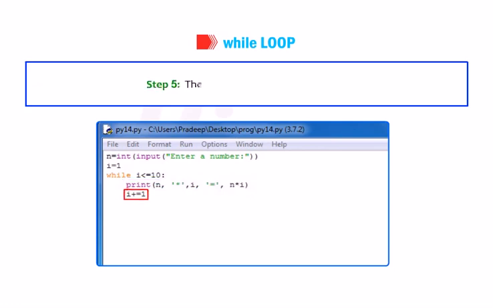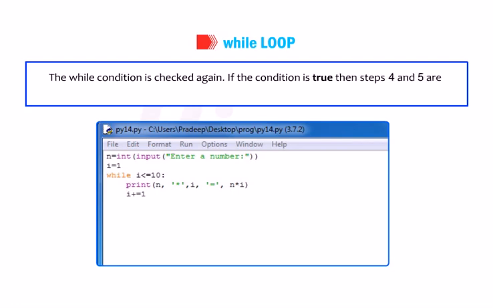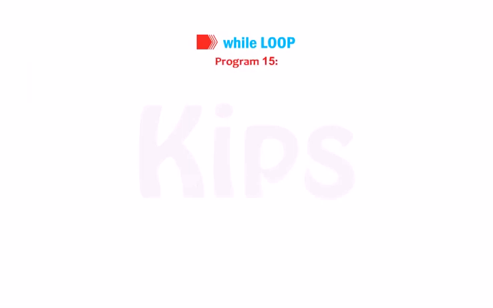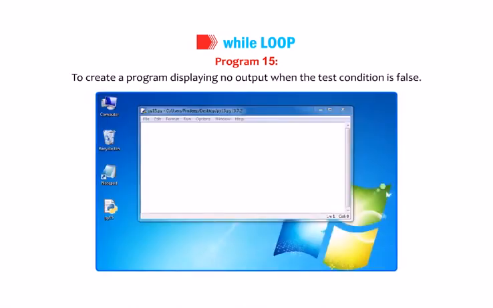Step 5. The value of I is incremented by 1. Step 6. The control shifts back to the while loop. The while condition is checked again. If the condition is true, then steps 4 and 5 are repeated, and if the condition is false, the while loop terminates. Program 15. To create a program displaying no output when the test condition is false.